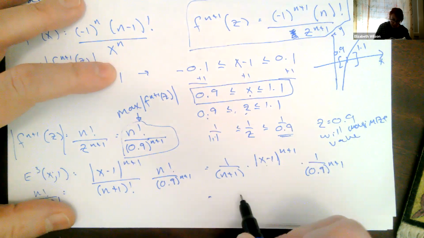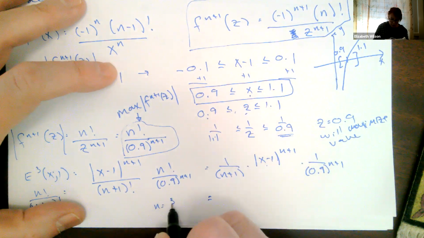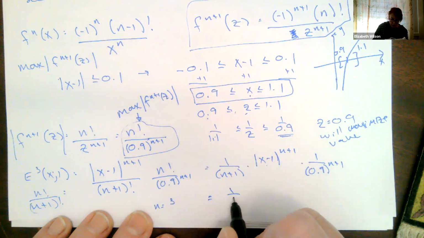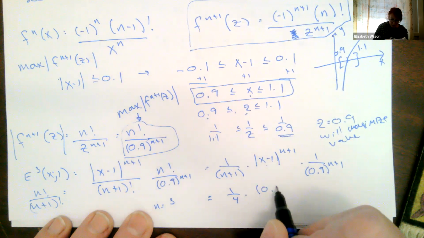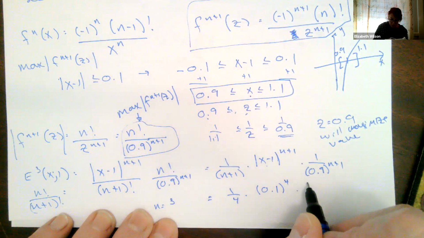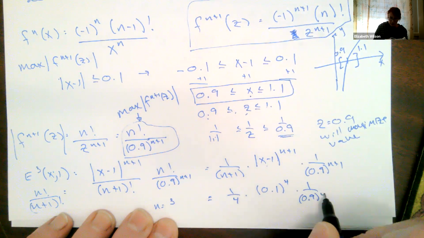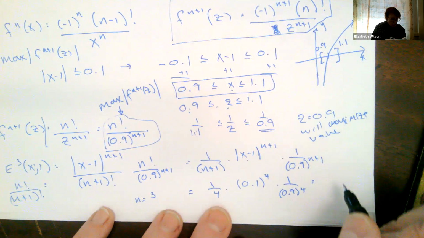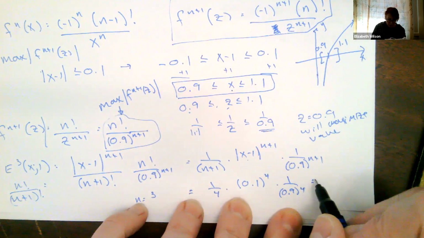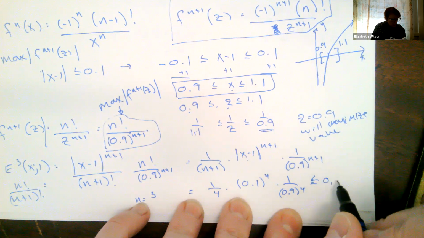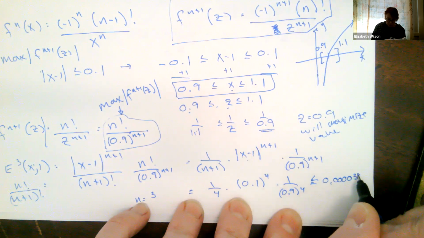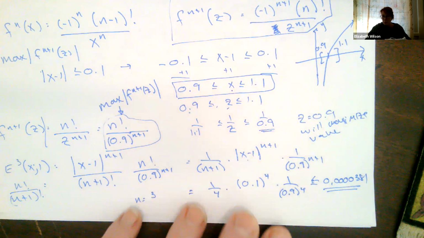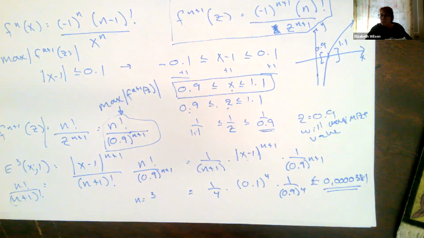My n equals 3. So this becomes 1 over 4 times 0.1 to the 4 times 1 over 0.9 to the 4. And I just multiply that out on my calculator. And I got that my third order error is going to be less than or equal to 0.1234381. Okay, that's 4.3 part A.